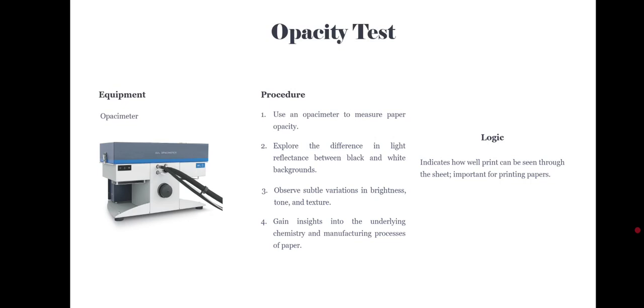Next, we test how opaque the paper is. Using an opacimeter, we compare reflectance on black and white backgrounds. High opacity ensures readability and prevents ink from showing through. Essential for double-sided printing and book pages. Gain insights into the underlying chemistry and manufacturing process of the paper. It indicates how well print can be seen through the sheet, important for printing papers.